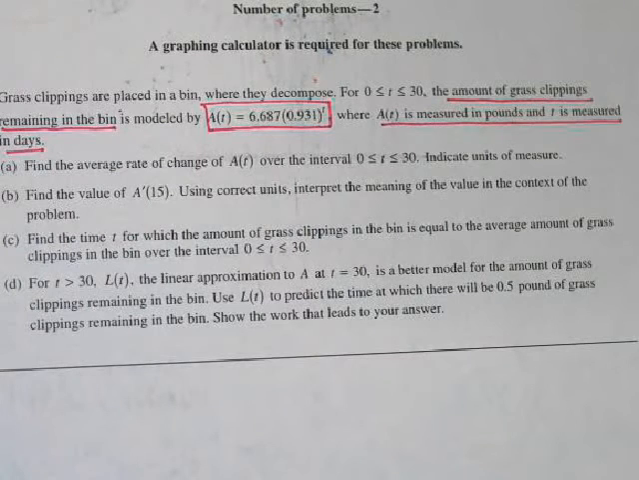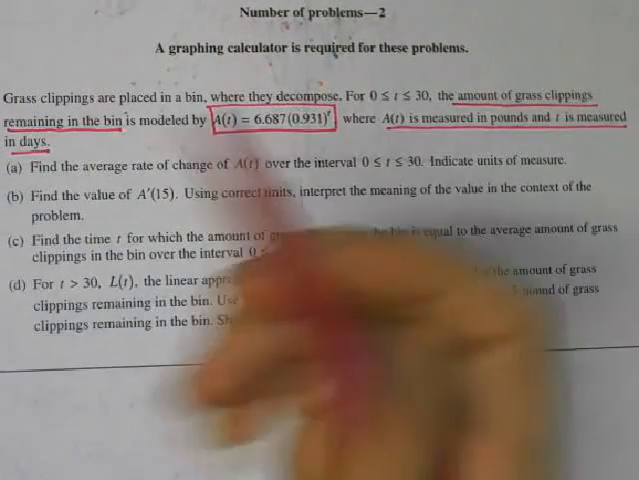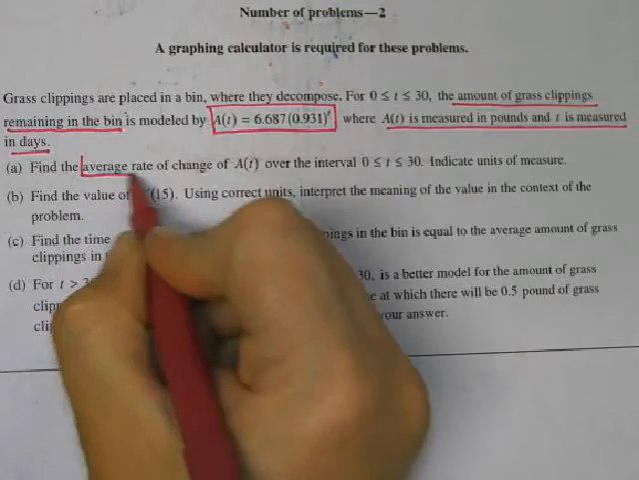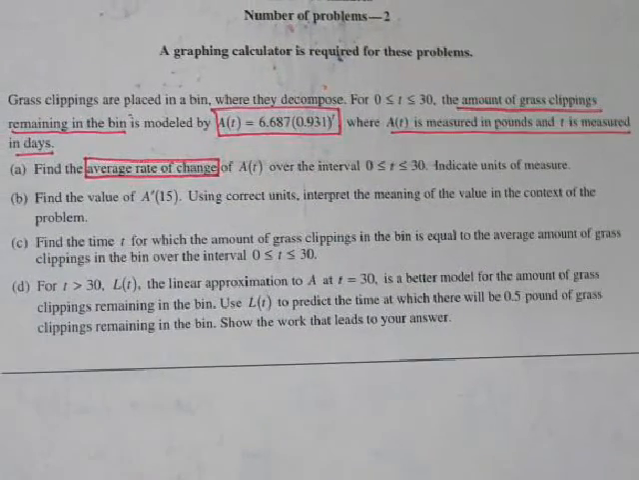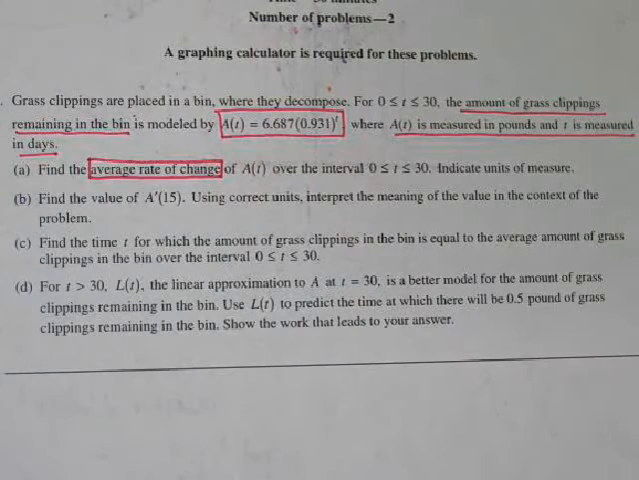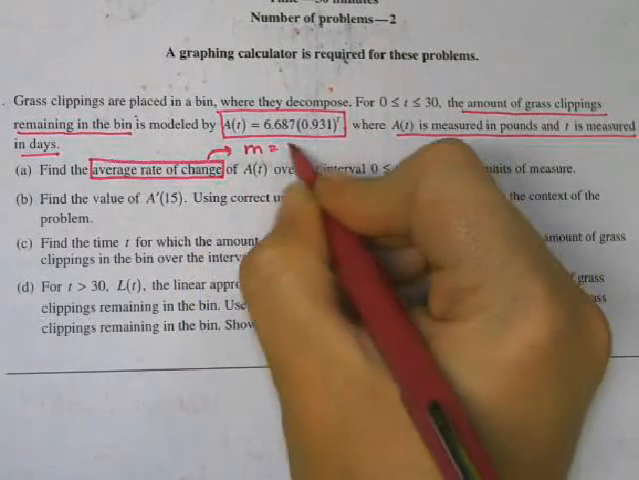Alright, so part D says for t greater than 30, L of t, the linear approximation to A at t equals 30. That's the tricky part of this, understanding what that is, a better model for the amount of grass clippings remaining in the bin. Use L of t to predict the time at which there will be 0.5 pound of grass clippings remaining in the bin. Show the work that leads to your answer.